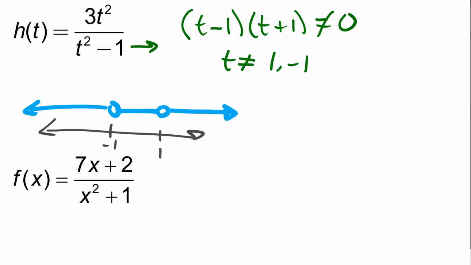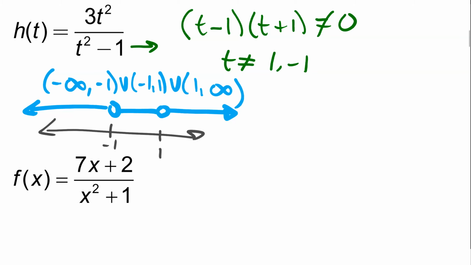But if I plug in 1, I get 3 over 0. No bueno. I plug in -1, I get 3 over 0. No bueno. It's not all real numbers. I have 2 holes. So I have to say, okay, negative infinity to -1, union, -1 to 1, union, 1 to infinity. All I'm doing is just cutting out -1 and 1.